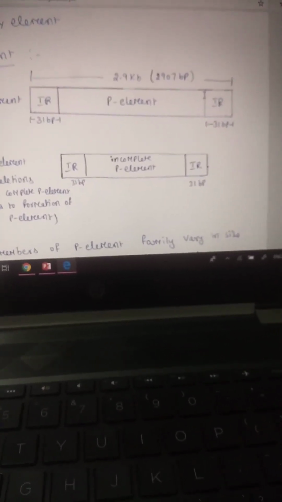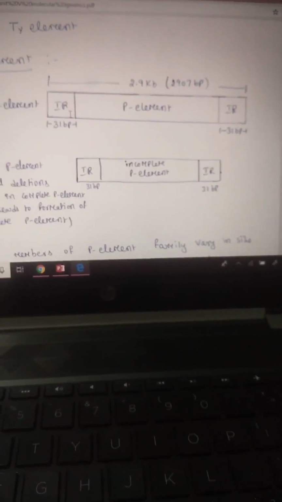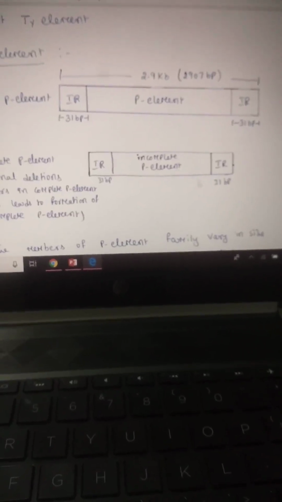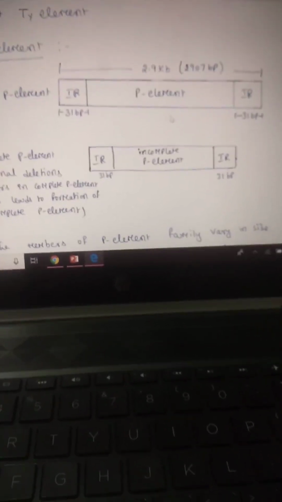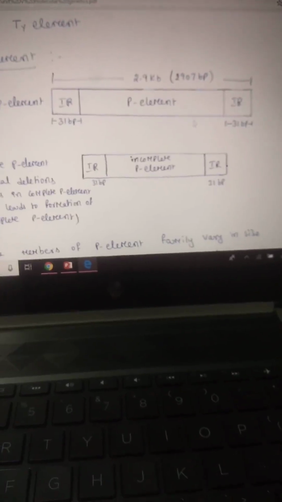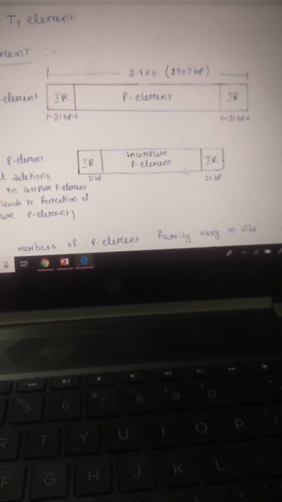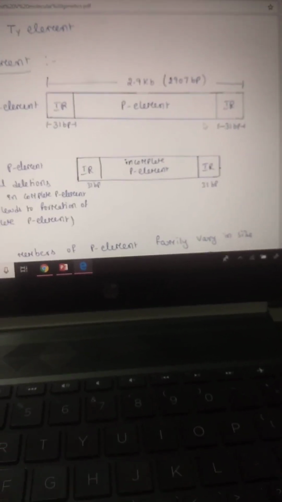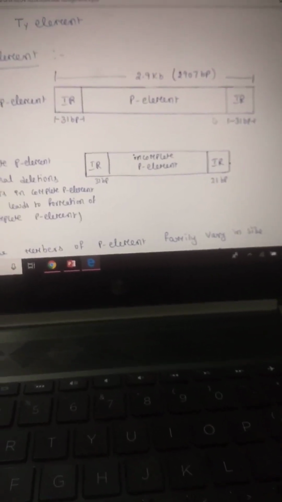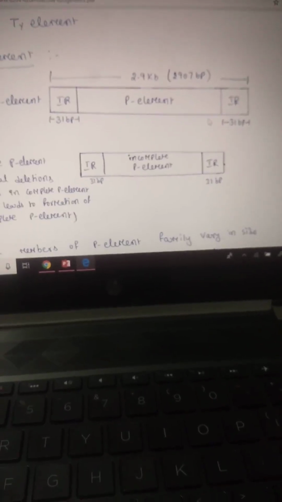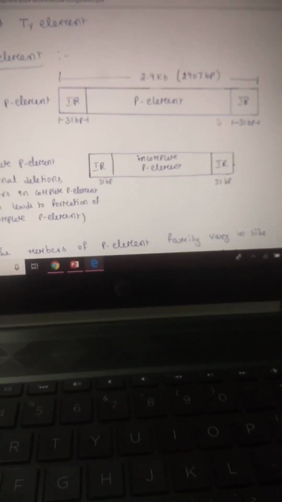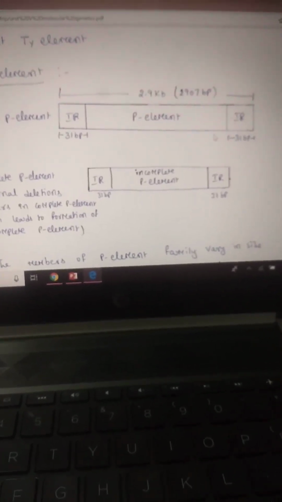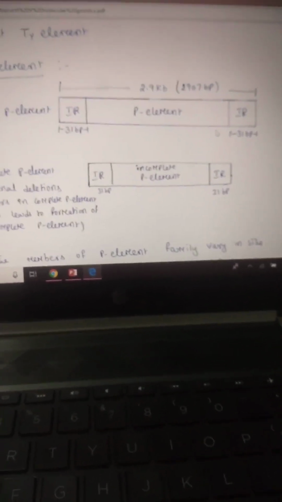If there are any deletions in the P element, it produces an incomplete P element. So here we have the complete P element and the incomplete P element. The complete P element is able to synthesize transposase enzyme, so it can move from one place to another. That's why the complete P element is an autonomous element of the family. It is able to move from one place to another.